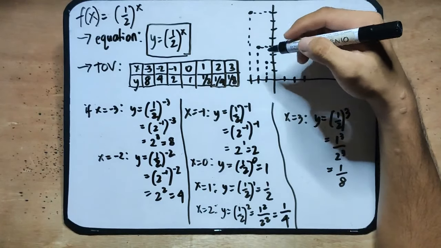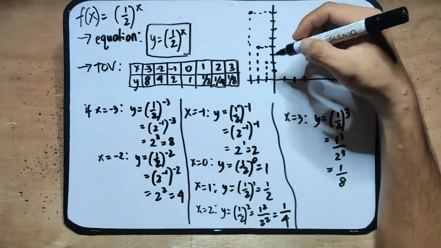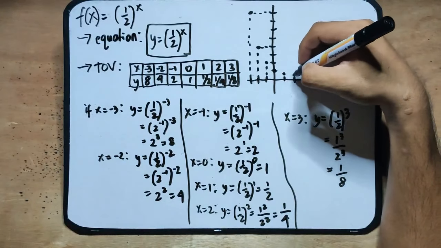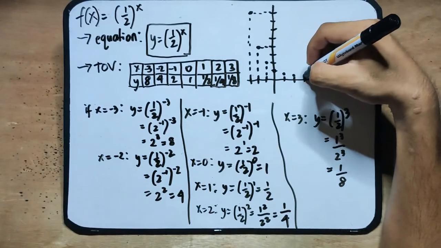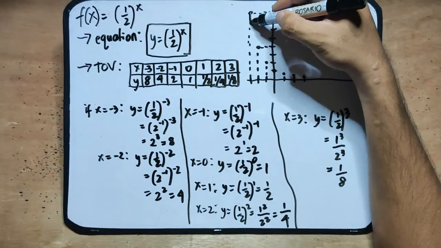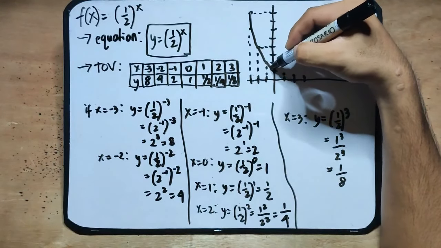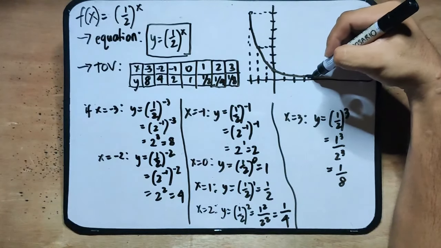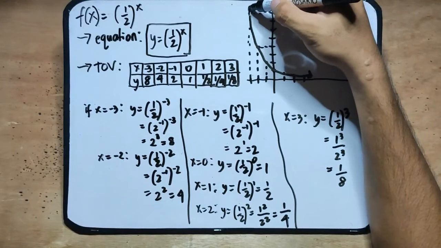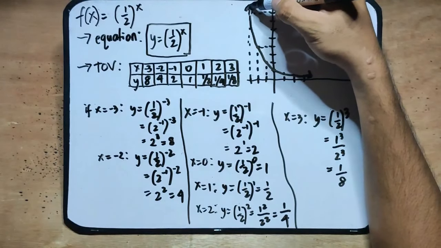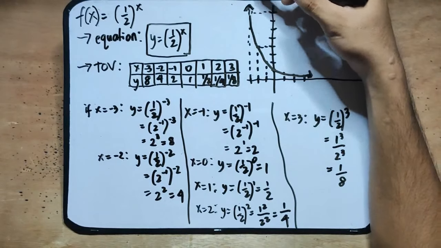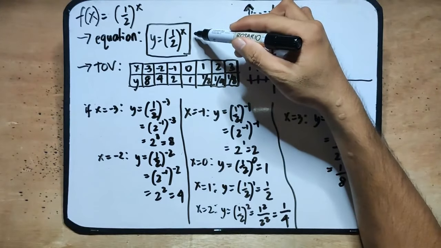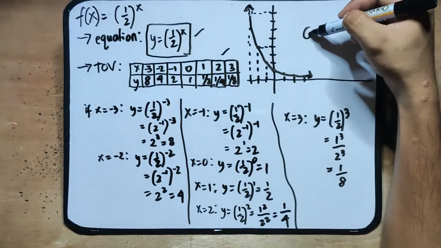If x is 0, y will be 1. Dito yung point na yun. If x is 1, y will be 1 half. And then, if x is 2, 1/4. And then yung isa kay 1 all over 8. So, after plotting the points, we connect the dots. After connecting the dots, we include arrows. Kasi it means continuous siya pataas at continuous din siya sa direction na to. Okay, so our answer will be this one, the equation, the table of values, and then the graph.